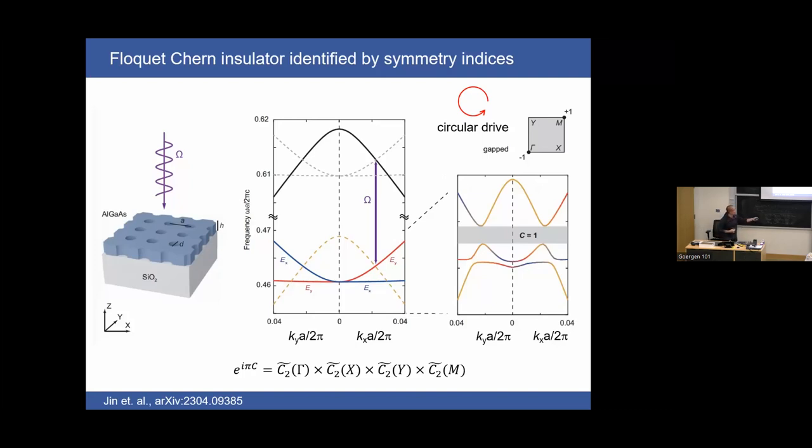So how do we know that this is actually topological? We did two things. One, we compute the Berry curvature and integrate it to get the topological invariant, to make sure this Chern number is correct.